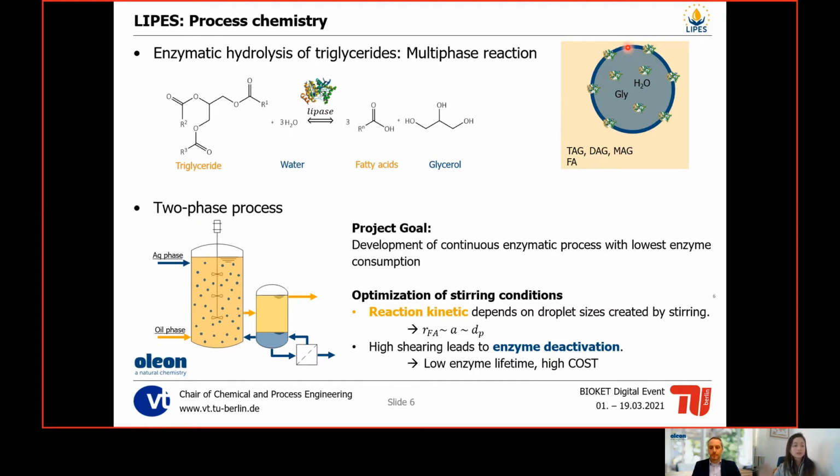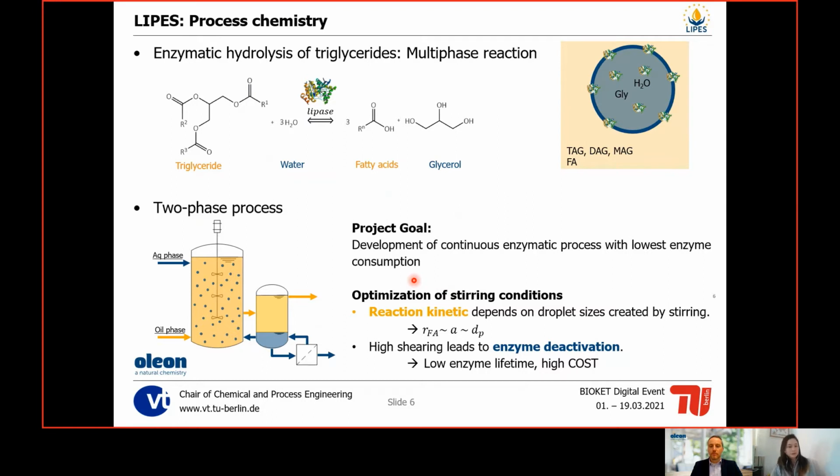In batch reactions, in laboratory scale, it works completely fine. But to implement it in industrial scale, of course, we have to reuse the enzyme. We cannot just throw away the enzyme for every batch. Therefore, we are developing a continuous process where the oil and water are mixed and then separated into the respective phases, and the product can be taken. The product fatty acid can be taken from the oil phase, and the enzyme can be reused for further batches, for further processes.